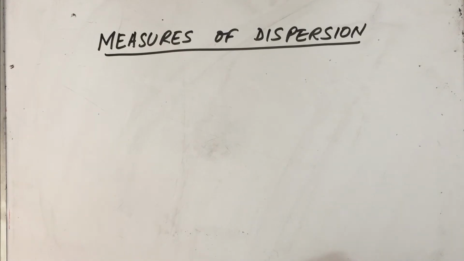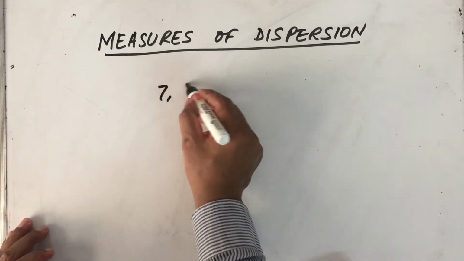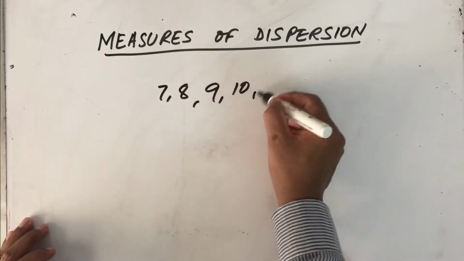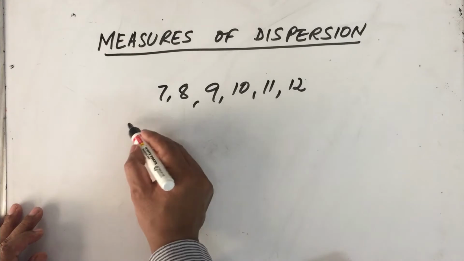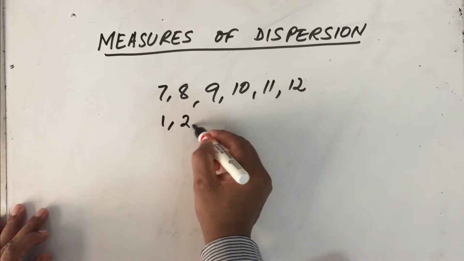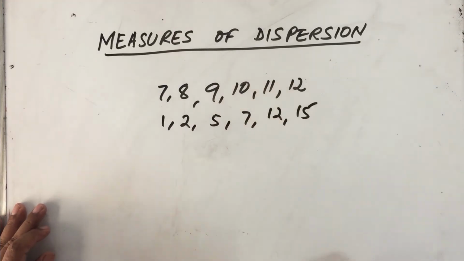Measures of dispersion is another fundamental concept in statistics. Measures of dispersion will give you an idea about how much the data is scattered. For example, look at these. One is 7, 8, 9, 10, 11, 12. This is one example. The second example is 1, 2, 5, 7, 12, 15.